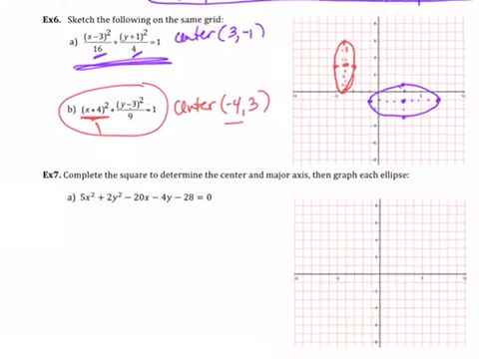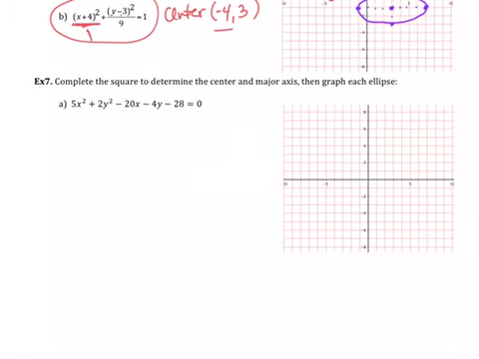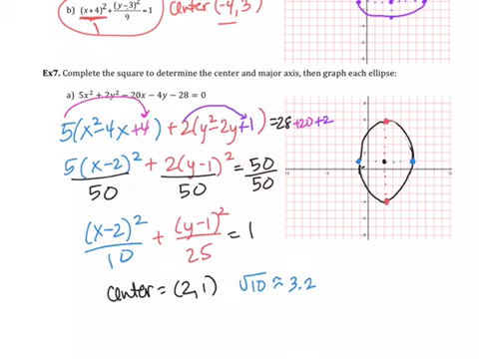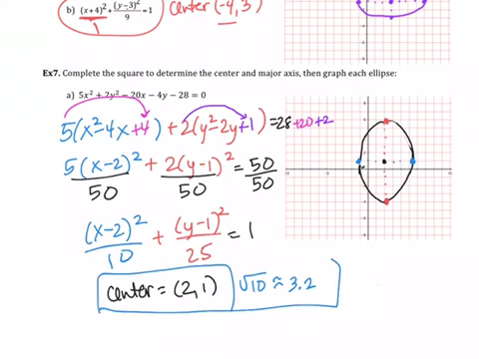Okay, I recommend you do example 7 on your own. You should be able to complete the square and graph it. So go ahead and do that. All right, so did you get a center of 2, 1? Sorry, the vertical axis is the major axis. But we're not really going to ask you about that. But that means it was more tall than it is wide.